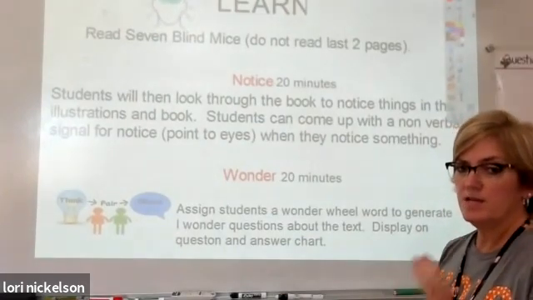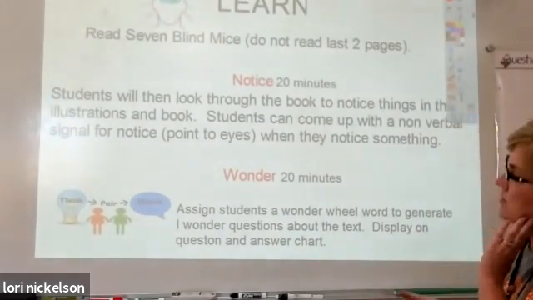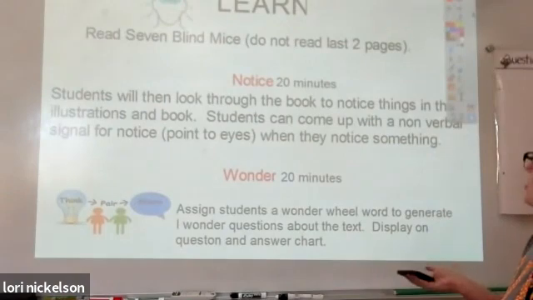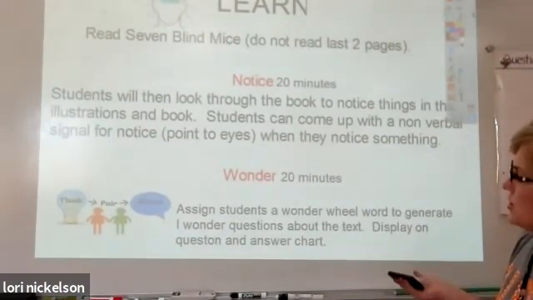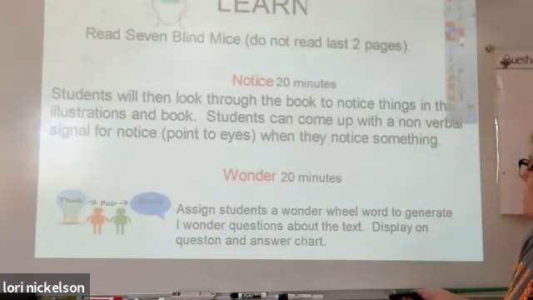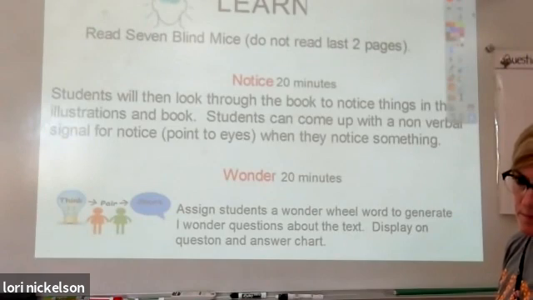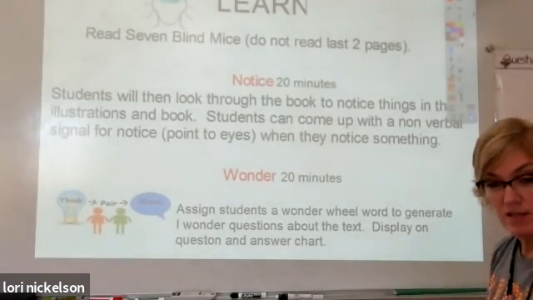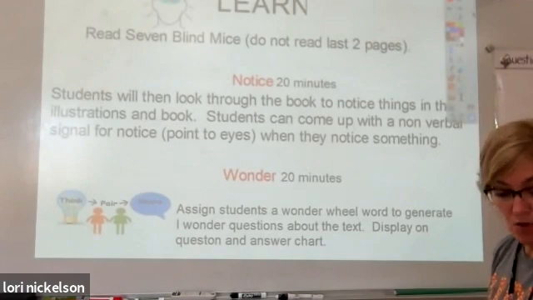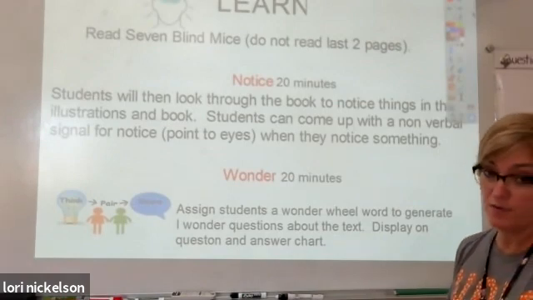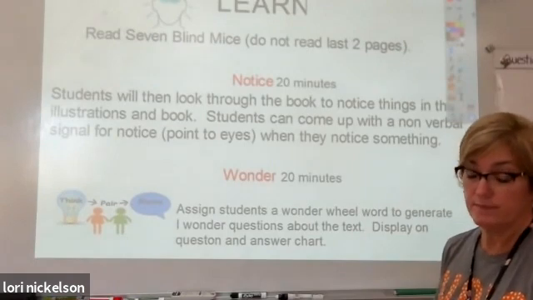Okay, so now when we look through the book to notice things with the illustrations, what can you come up with? Think about things that you noticed in there. Well, I noticed there were mice. Good. And we noticed that they all saw something different, right? Okay.